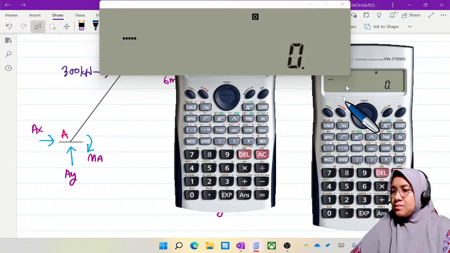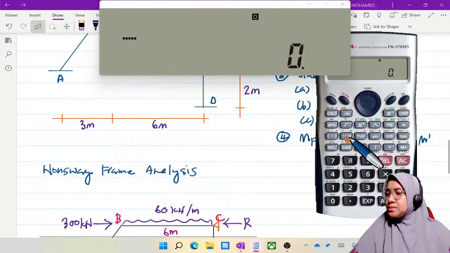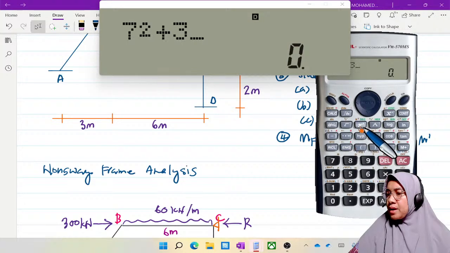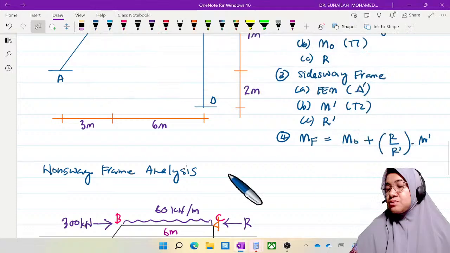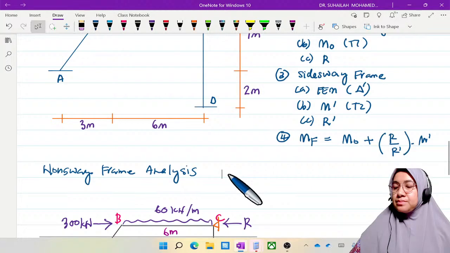So it is 7 and 3. 7 squared plus 3 squared, square root. 7.62. This is 7.62.